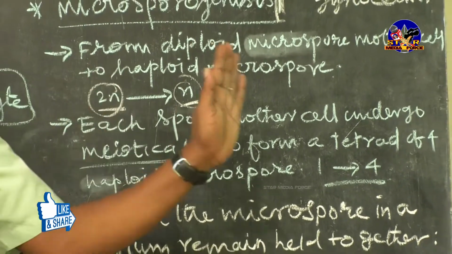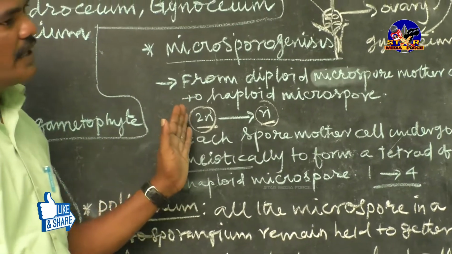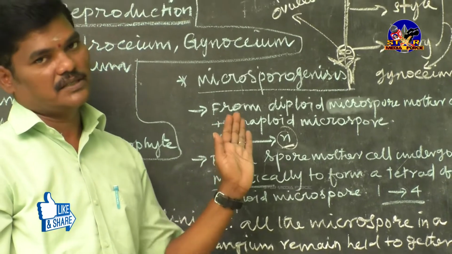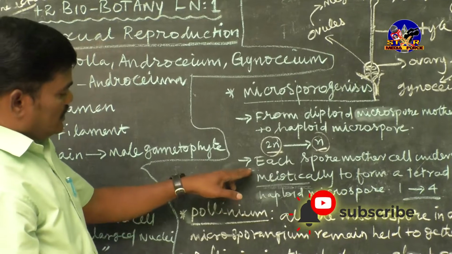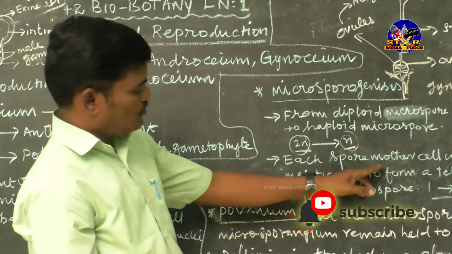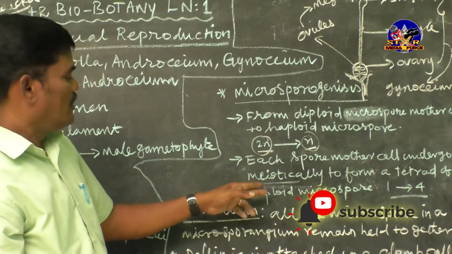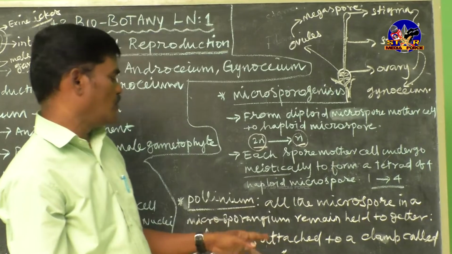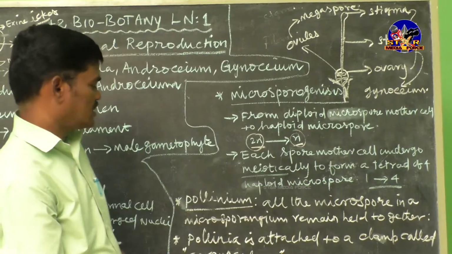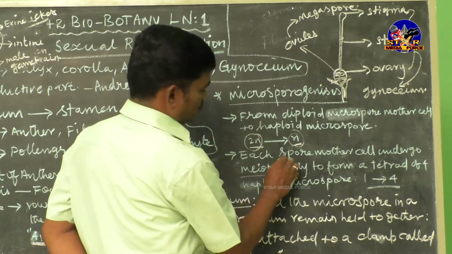If the organism is going to produce a gamete, the diploid chromosome number is reduced to half, that is called haploid. So each spore mother cell undergoes meiosis to form a tetrad of 4 haploid megaspores. This is also a very important area.